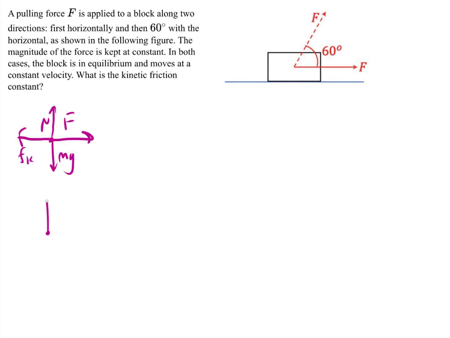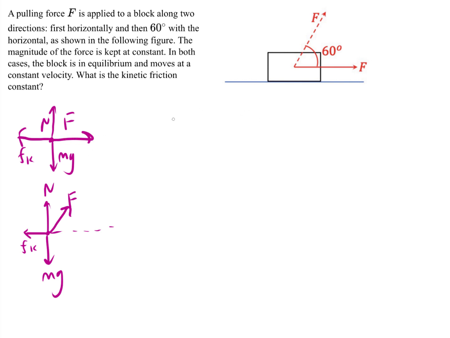In the second scenario, the force is at a 60-degree angle. So this is the normal force, and that's the force of gravity. They're always there. And then here we have the pulling force, and it's at a 60-degree angle to the horizontal. And opposing that, we have the force of friction, which opposes this force. And now we have both scenarios.